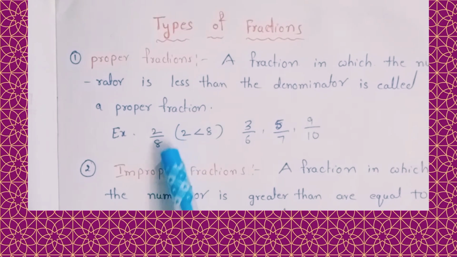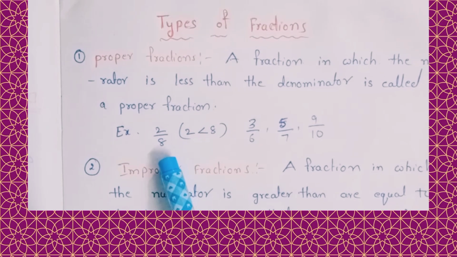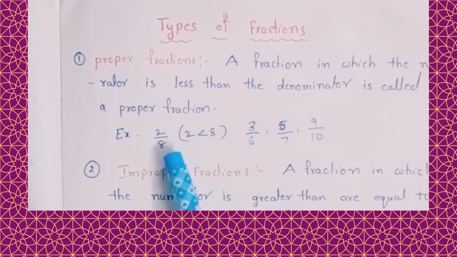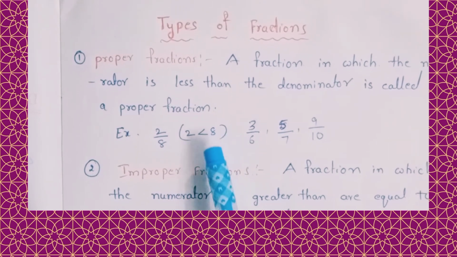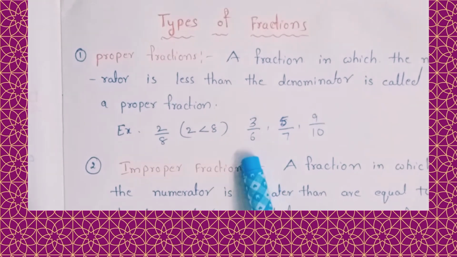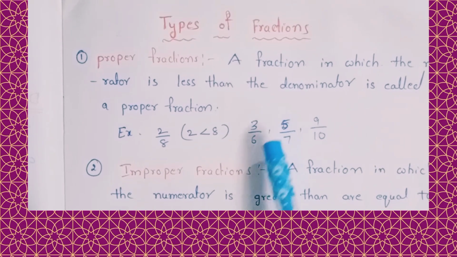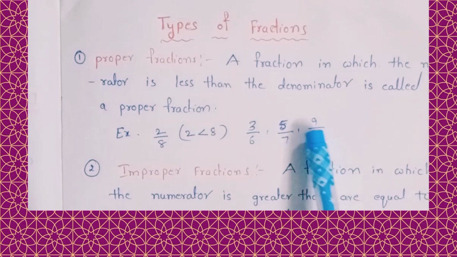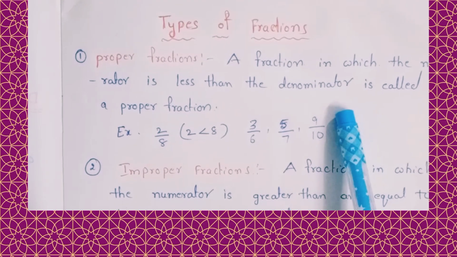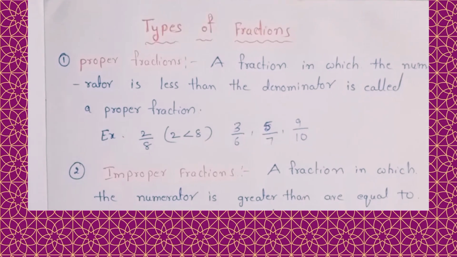In this fraction 2/8, numerator is small, denominator is the bigger. 2 is less than 8. Other examples: 3/6, 5/7, 9/10. 3/6, 3 is smaller than 6. 5 is smaller than 7. 9 is smaller than 10.